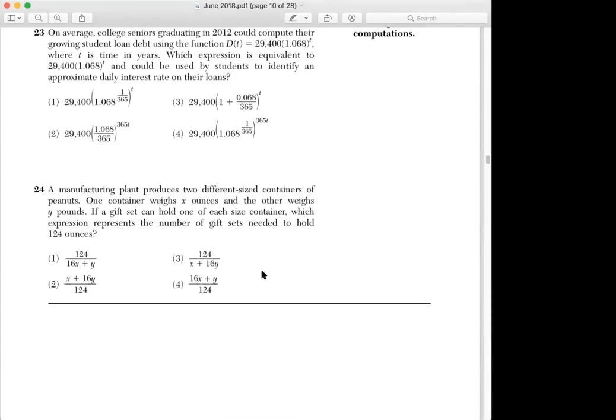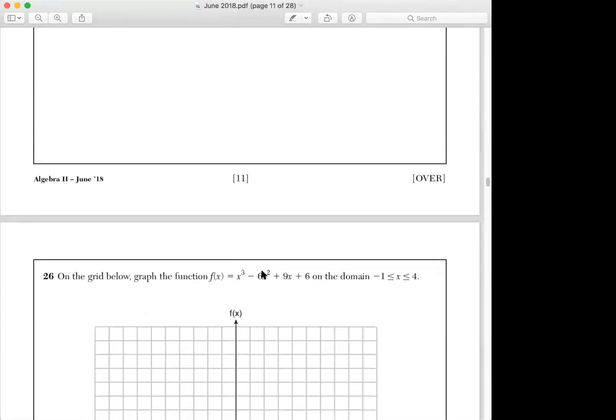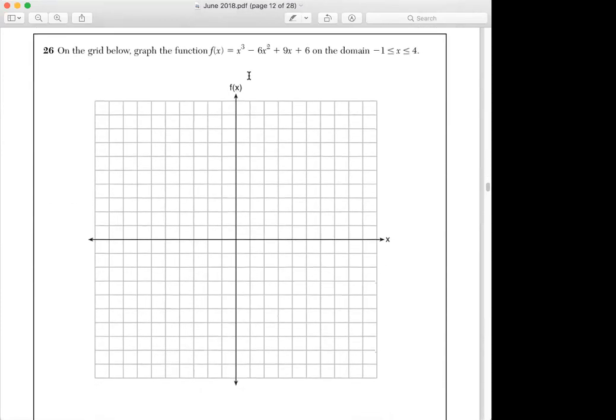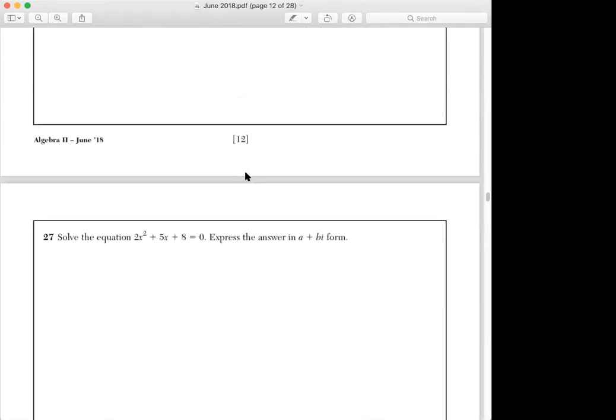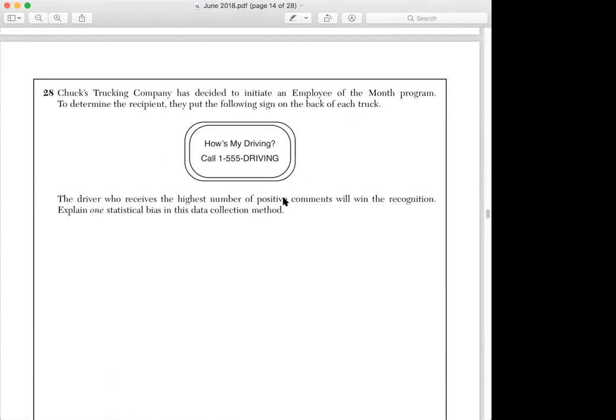23, no. 24, no, but 25, no. 26, yes. You just graph this thing, put it in your calculator and actually graph it. 27, yes, quadratic formula. 28, this is how's my driving. We talked about this one. Some people might drive longer than other people. Some people might drive different routes, so it might be biased as to what feedback that they're getting.